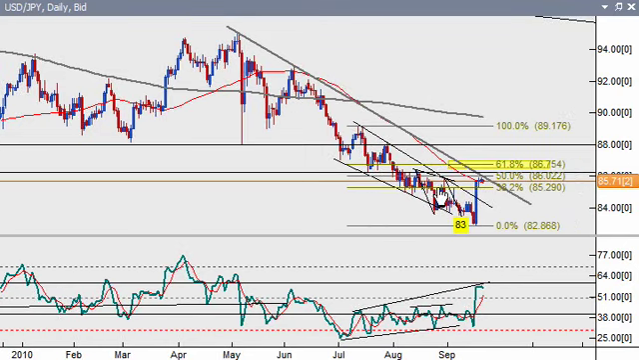Otherwise, we are in this range. We're going to start creating a range between 88, where there's resistance, and 83, where there's support.